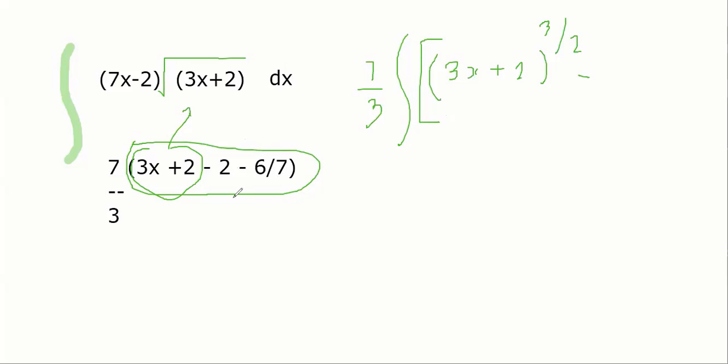And if we add 2 plus 6 by 7, how much will it be? 2 plus 6 by 7 is, write 14 by 7. Yes, 20 by 7, right? It becomes 20 by 7? Yes. So minus 20 by 7. I am talking only about this, guys. 20 by 7 and then what will come? Multiply by this, right? 3x plus 2.